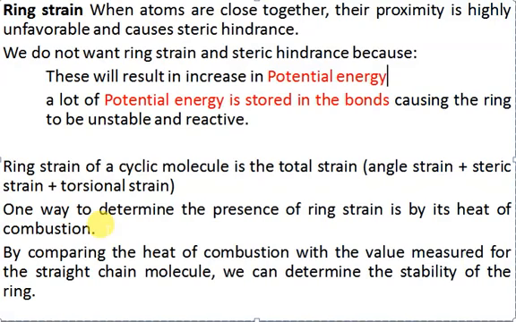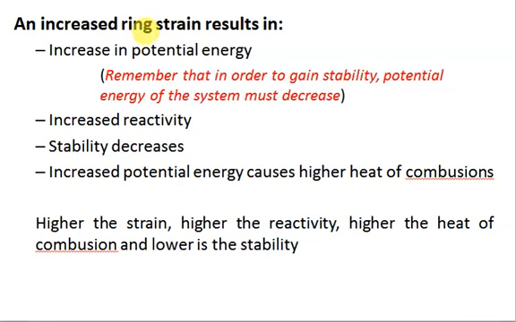If the heat of combustion is higher, that indicates higher potential energy, and higher potential energy indicates instability, and the instability indicates the ring strain. So if the heat of combustion is higher, that means the ring strain is also higher. Increased ring strain results in increased potential energy. Just remember, the greater the stability, the lower the potential energy should be. So increased potential energy results in decreased stability and increased reactivity, and increased potential energy causes higher heat of combustion.